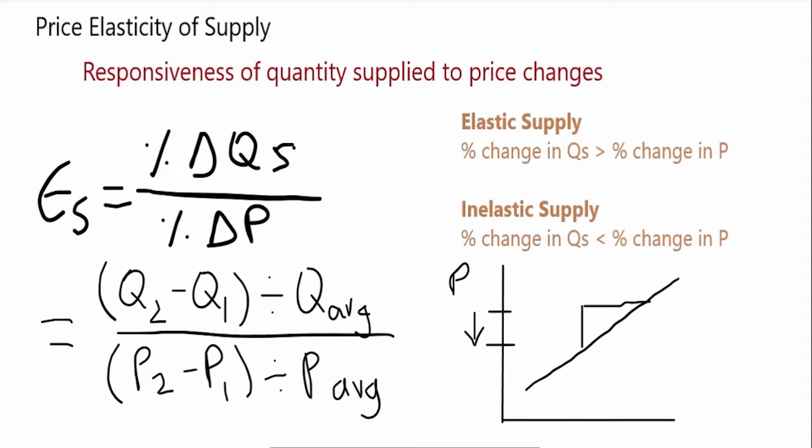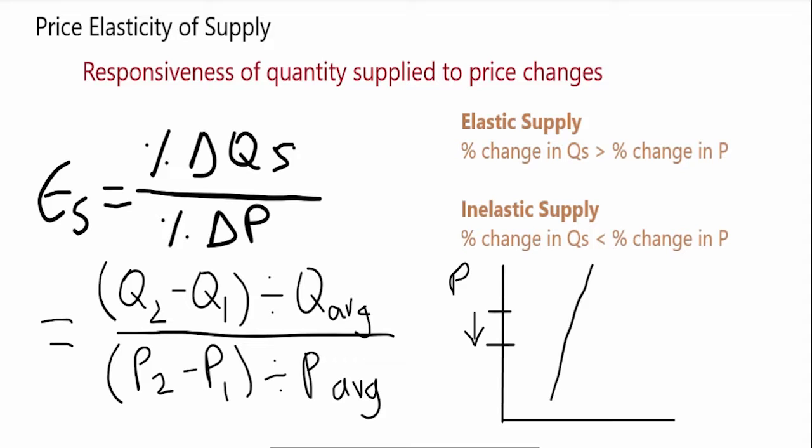Your percent change in quantity supplied is a lot compared to your percent change in price. So that shows you that you have elastic supply and your elasticity of supply would be greater than 1. Now what happens if we had inelastic supply? And we had the same idea of price changes. Well, inelastic supply is when the percent change in quantity supplied is less than your percent change in price.